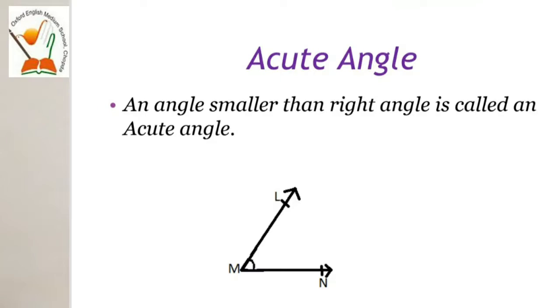Let us consider the first angle, that is acute angle. When the angle between two rays having one common endpoint is less than 90 degrees, that angle is called an acute angle. So, an angle having a measure less than 90 degrees is called an acute angle. Let us see a figure of acute angle LMN. In this diagram, we observe angle M is less than 90 degrees. This angle has two rays, ray ML and ray MN, and these two rays have one common endpoint, that is M.